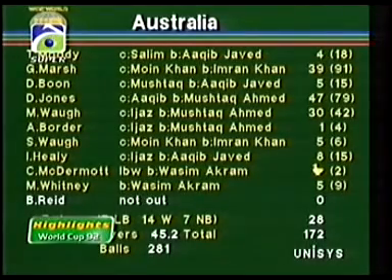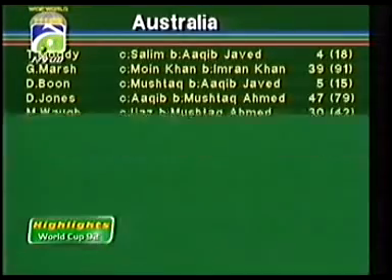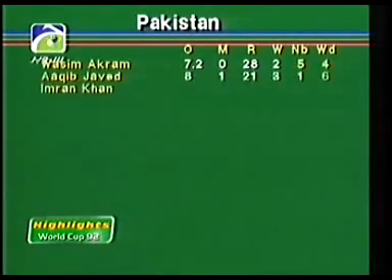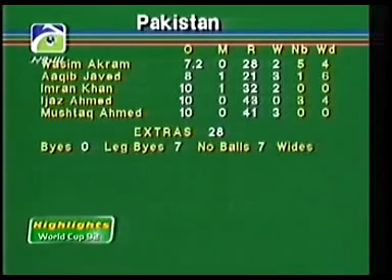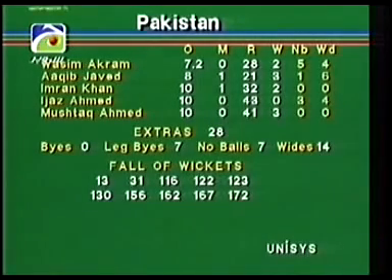Jeff Marsh, 39, and it took him 91 balls to do that. 47 from 79 balls for Dean Jones, and Mark Waugh made 30 from 42. 172 all out, and the Pakistan bowling, they all did wonderfully well. Wasim Akram, 2 for 28. Aqib Javed, who achieved the breakthrough, those 2 early wickets of Tom Moody and David Boone, finished with 3 for 21. Imran Khan, 2 for 32, bowled well.